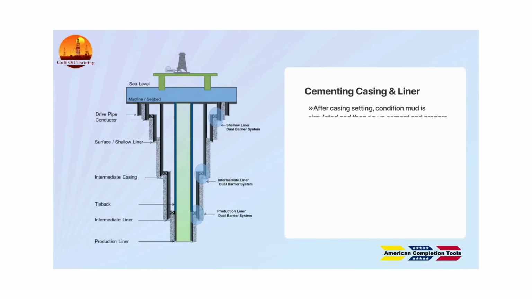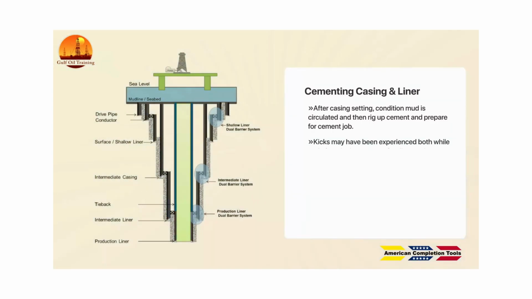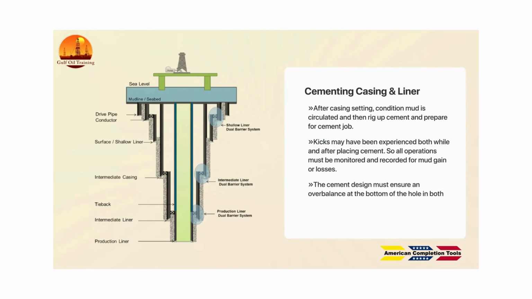Cementing casing and liner. After casing setting, conditioned mud is circulated, and then rig up cement and prepare for the cement job. Kicks may have been experienced both while and after placing cement, so all operations must be monitored and recorded for mud gain or losses.